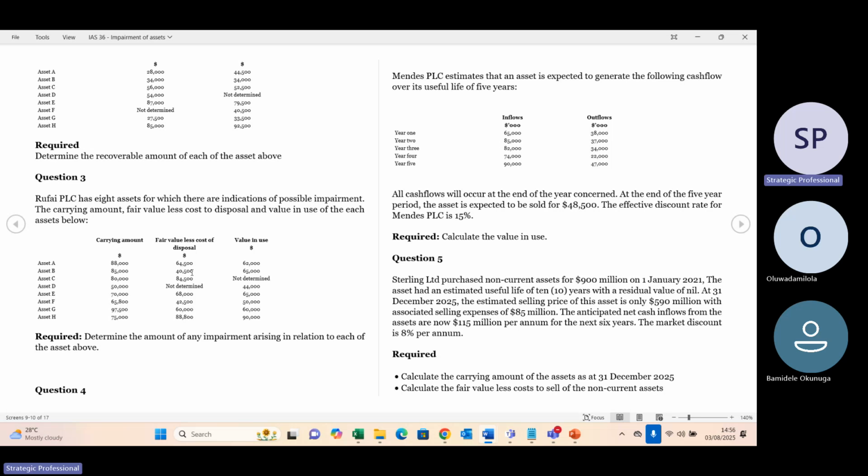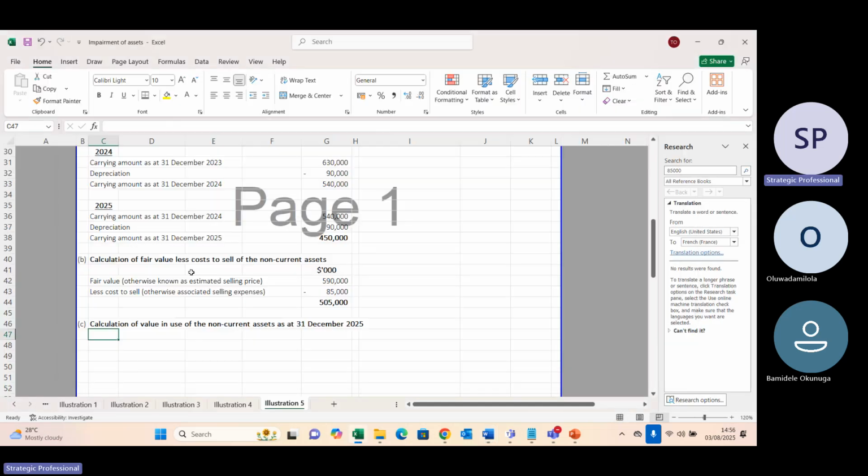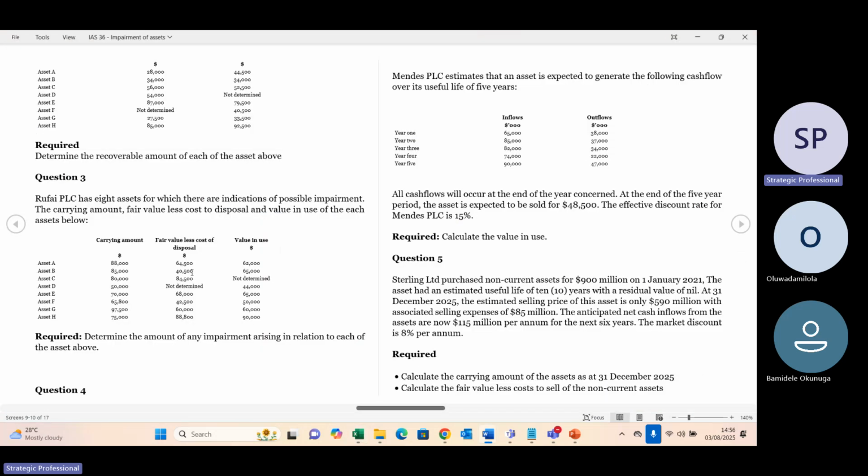You're expected to calculate it yourself. Once the examiner says calculate the value in use yourself, you need to look for different components. Number one component is your net cash flow. Number two is the number of years they're telling you. Then number three is the discount rate. Once they give you those three, you are good to go.